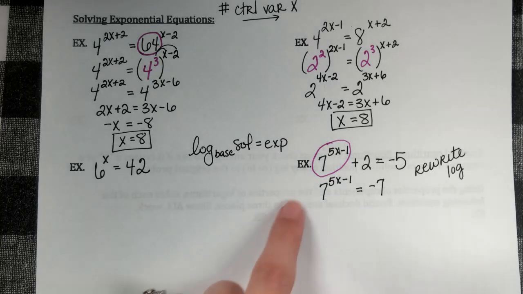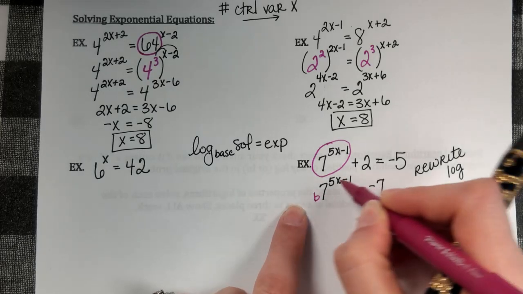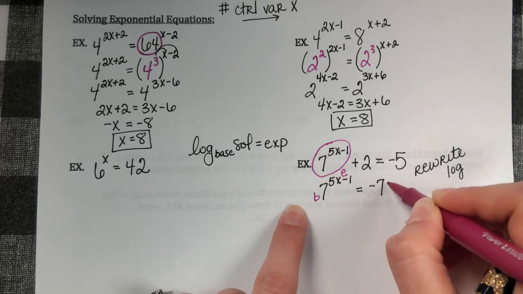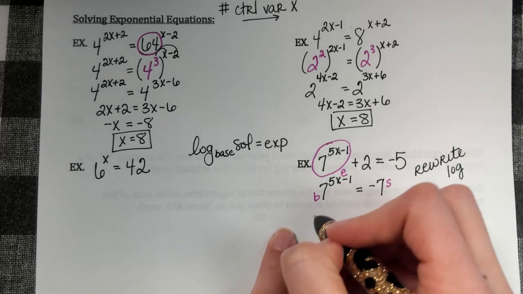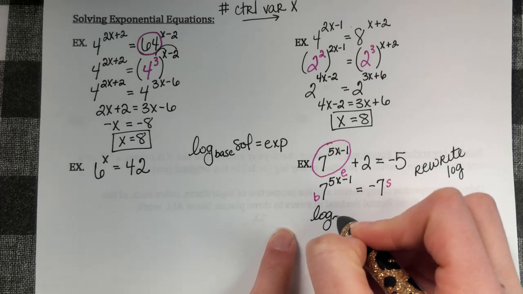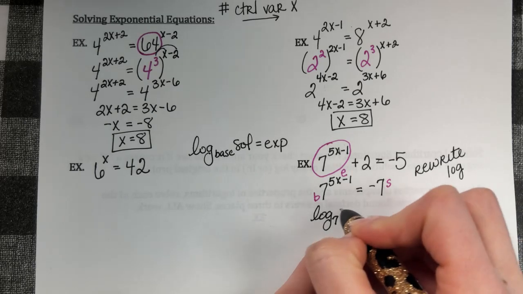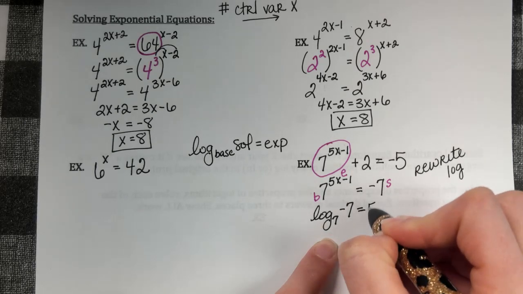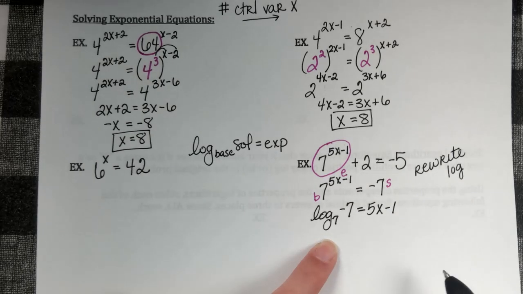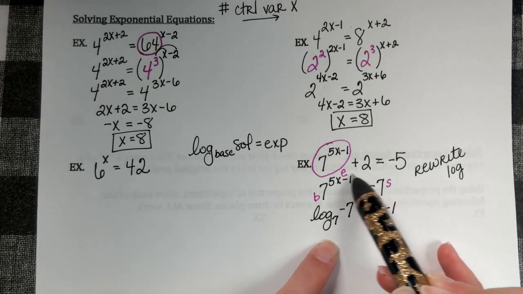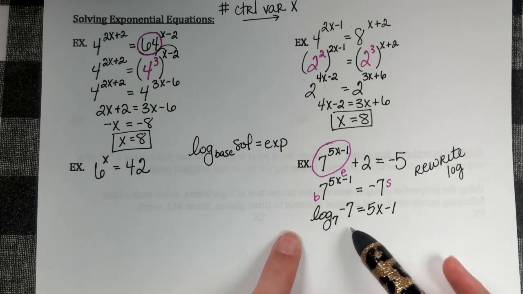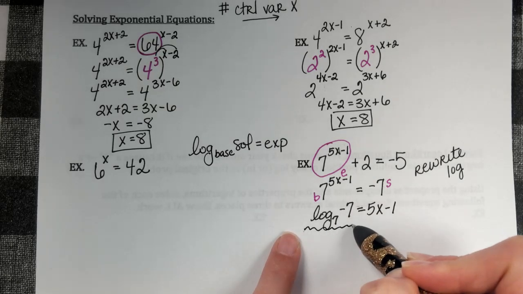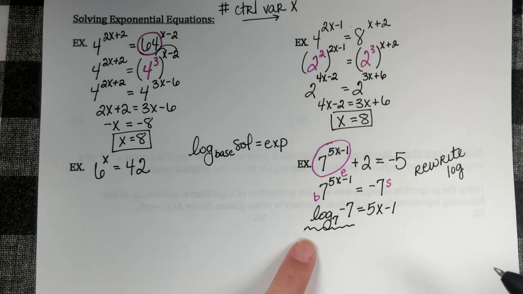Okay, so you need to see that 7 is your base, that 5x minus 1 is your exponent, that negative 7 is your solution. So when I rewrite that as a log, I have log base 7 of my solution, negative 7, and that is equal to the 5x minus 1. So it's kind of like you're going in a counterclockwise direction. Okay, now at this point, I should be able to type in log base 7 of negative 7 and just get a value. And then I can start solving for x.